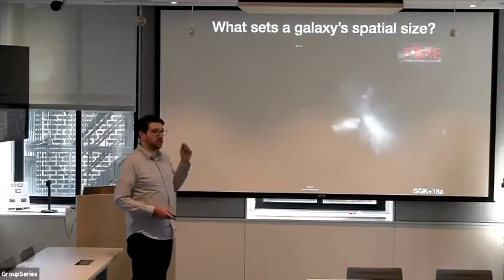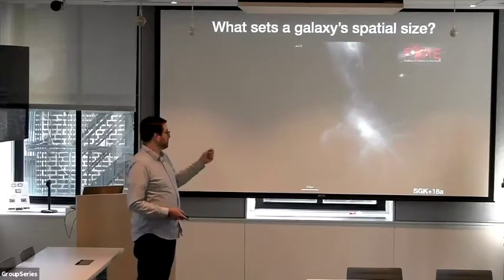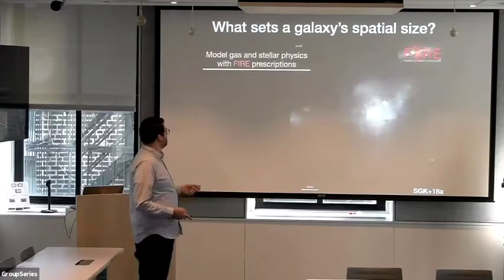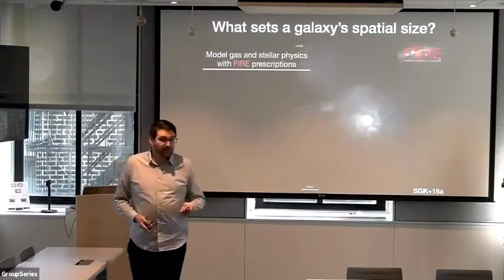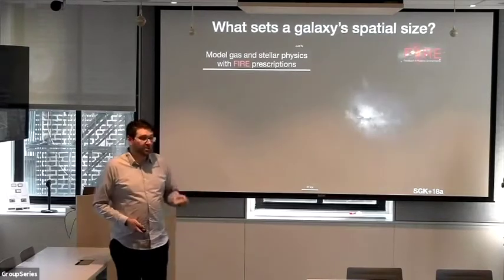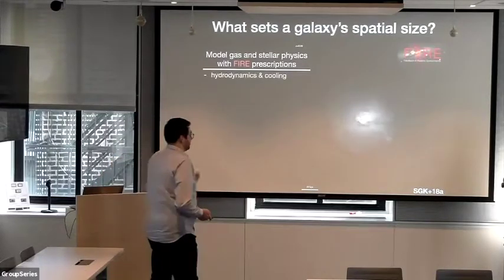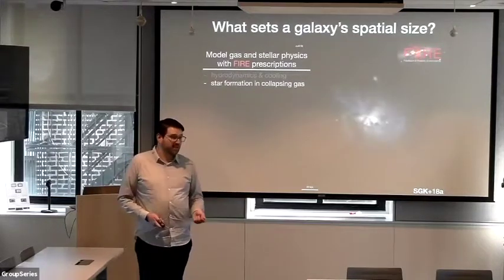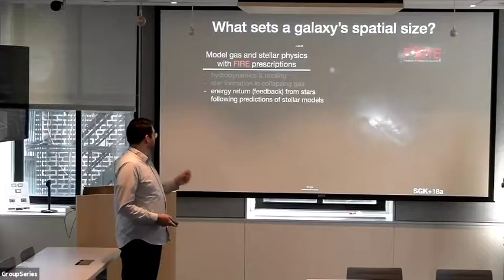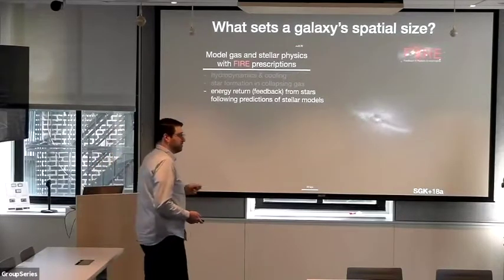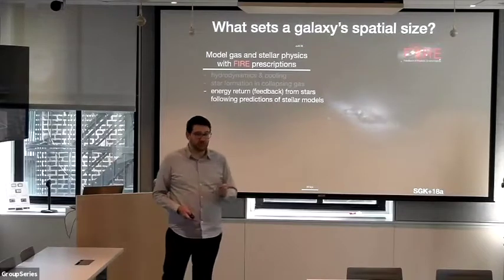This is looking at the stars in a galaxy that will turn out to look something like the Milky Way, right? So what we're going to do is model gas and stellar physics. We'll model cooling, we'll model star formation, and we'll model feedback using those FIRE prescriptions. That means we have hydrodynamics and cooling, star formation and gas that's currently collapsing. And most importantly, we have feedback from stars, and we take those feedback prescriptions from our best understanding of the actual underlying stellar models.